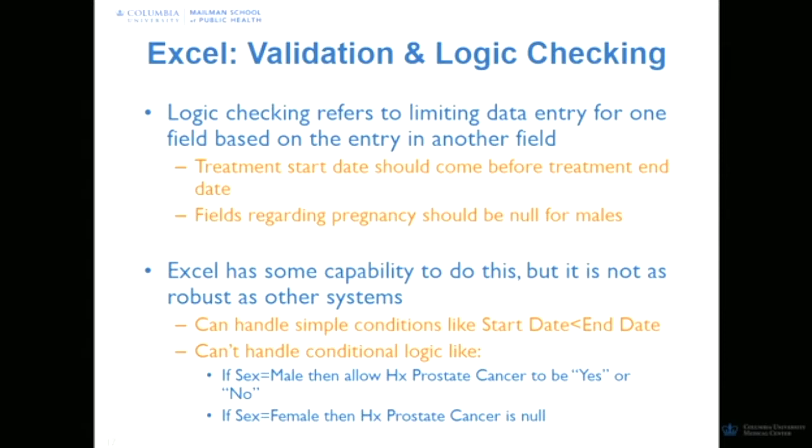So in a good tool, we could prevent those things from being entered, and we can check to make sure that our entries make sense by comparing different columns. Excel can do this a tiny bit. It doesn't have very robust capabilities to do this. It can do simple comparisons, like the example of treatment start date coming before the treatment end date.